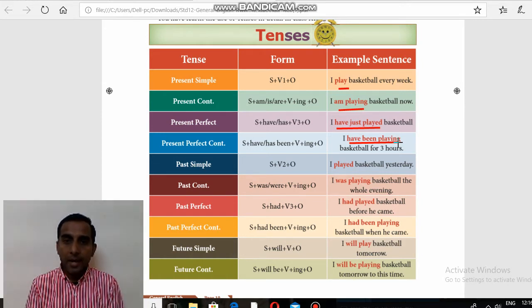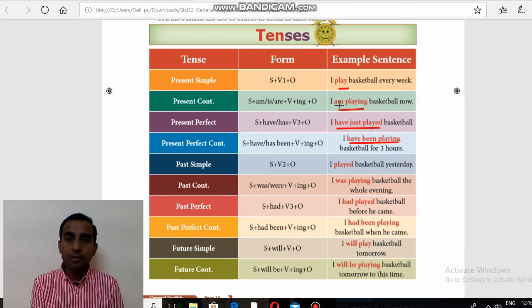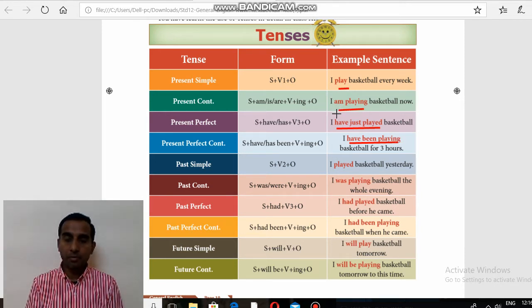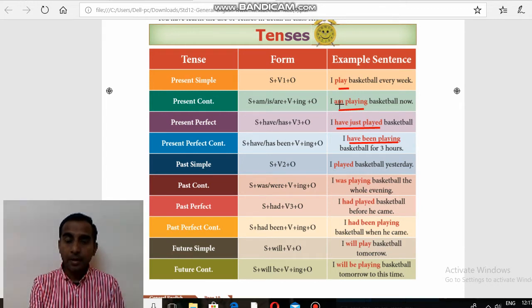Whenever you use an ing form, you should always use a be verb before that. You can see the be verb here, am. There are 5 be verbs which you know: am, is, was, are, were. These are the 5 be verbs. So I am playing, he is playing, they are playing, etc. So this is the continuous ing form.